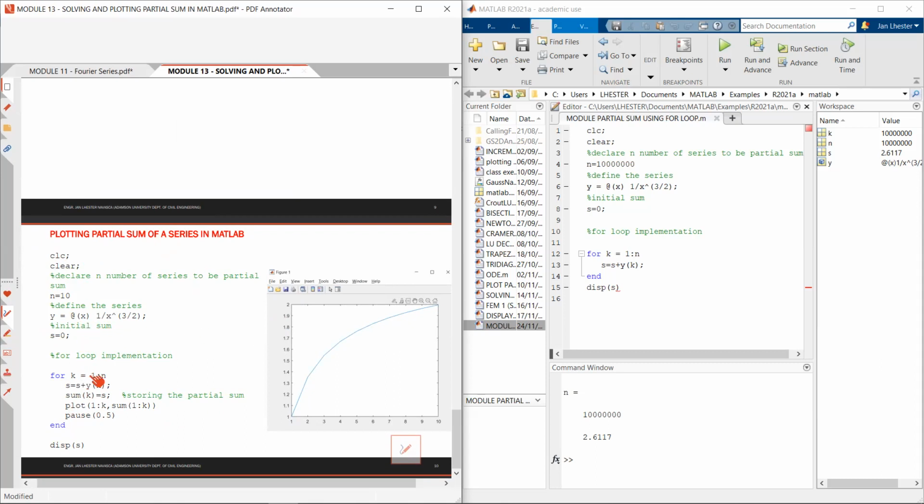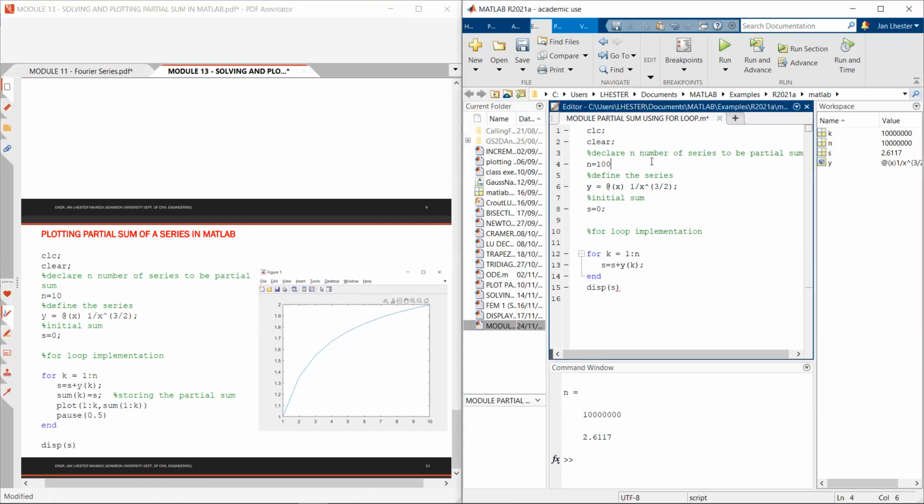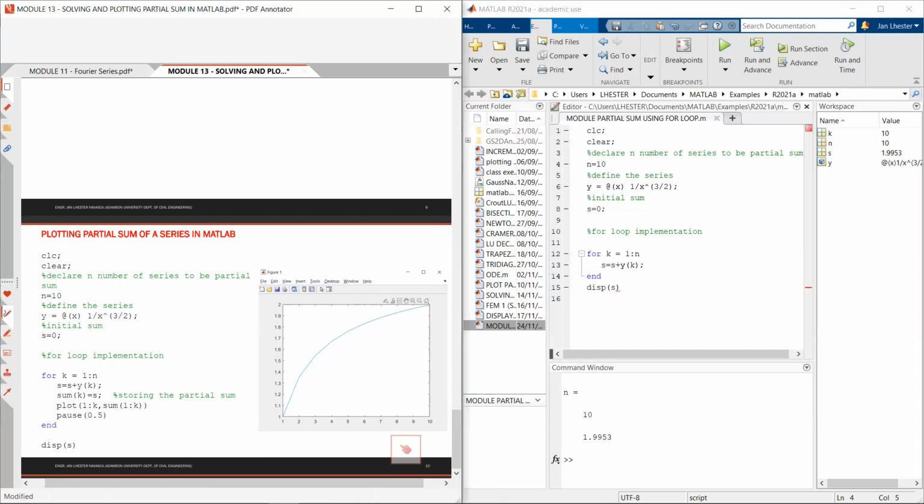So kung gusto ko siyang i-plot, ipo-plot ko yung partial sum at n equals to 1, ipo-plot ko yung partial sum at n equals to 1 and n equals to 2. Ito yung mga sum nila. Kung mapapansin mo, yung n equals to 10 dito is exactly 1.9953. Nandito yung plot, pinaplot niya yung sum depende kung ano yung value of n mo. Ito yung value of n. This one is your partial sum.